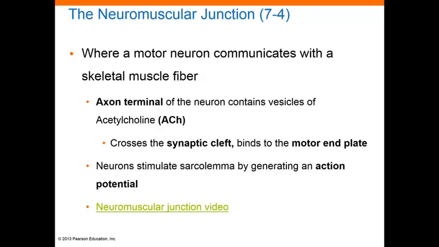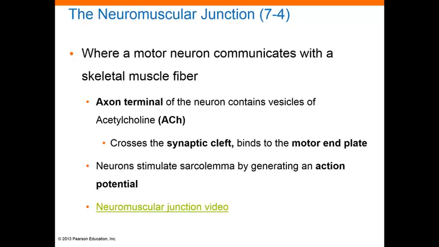The next section in your textbook, section 7-4, starts off by describing the neuromuscular junction. A stimulus for a muscle contraction arises from the nervous system, and the specialized intercellular connection between the nervous system and the muscular system is called a neuromuscular junction. And that nerve cell that controls a muscle fiber is called a motor neuron.